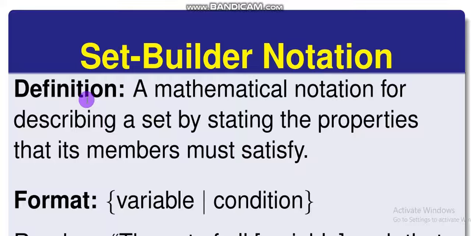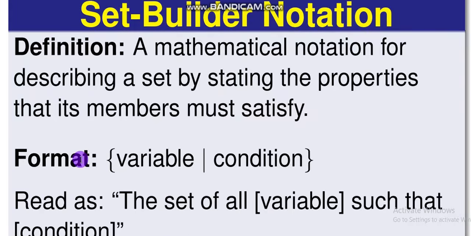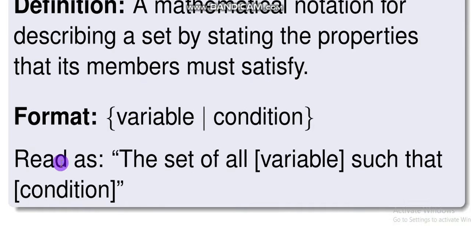Now the set builder notation. What is the meaning of set builder notation? It is a mathematical notation for describing a set by stating the properties that its members must satisfy, meaning the condition that the members of the set must satisfy. And here is the format. You have the curly braces as usual, and then you mention the variable first, then you put this vertical line, and then you mention the condition that the variable must satisfy. Okay, and this is how it is read.